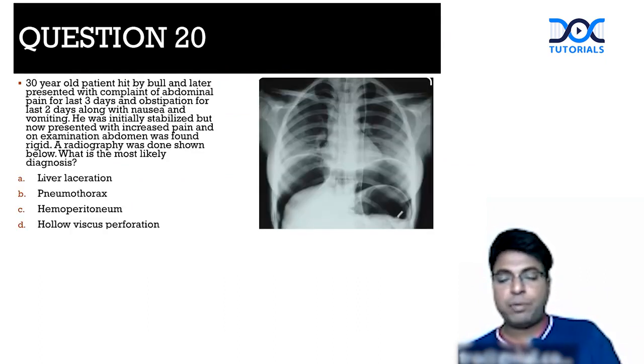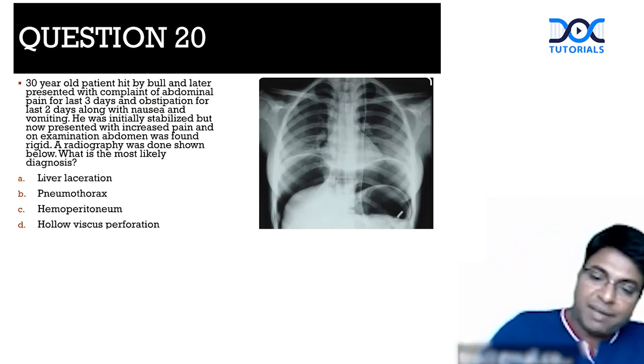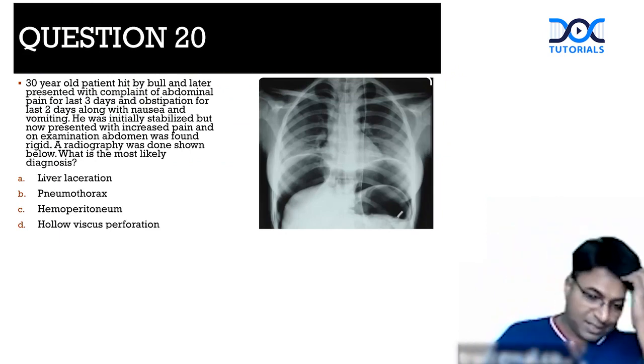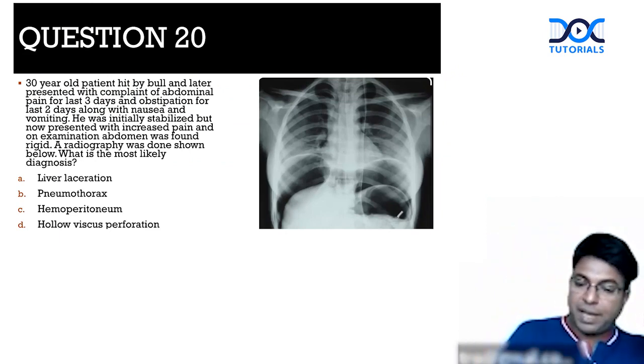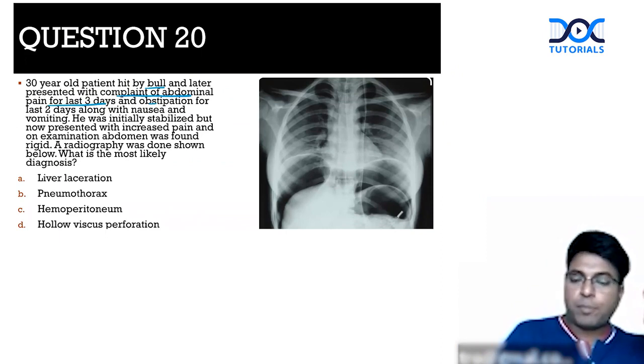Sometimes the INI-SS people like to give eligibility marks for the people, and they ask some questions like this. A 30-year-old patient hit by a bull and later presented with a complaint of abdominal pain for 3 days and obstipation for 2 days along with nausea and vomiting. He was initially stabilized but now presented with increased pain. On examination, abdomen was found rigid. Radiograph was taken. What is it?